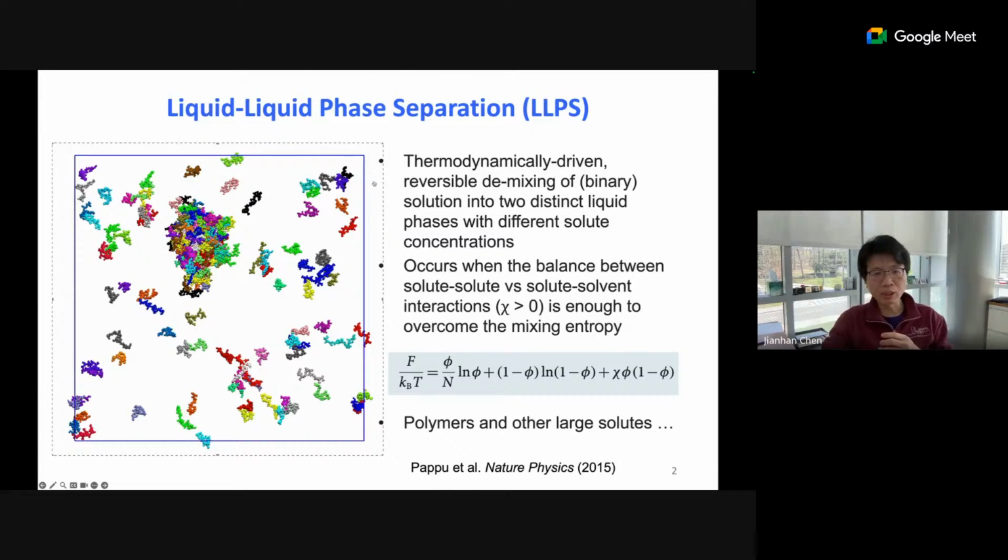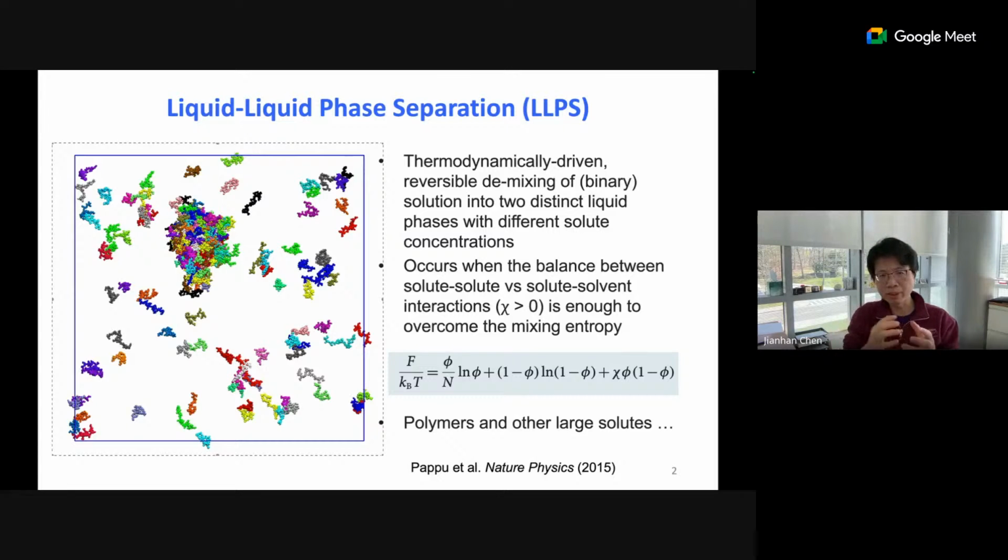In this little movie that was playing earlier, these different colors are different peptide chains, and we start out from a homogeneous solution. Now, because the peptide interactions are strong enough, they will come together and form this little droplet in the middle. This little droplet is a more concentrated liquid droplet of the protein solution. And this happens because the protein-protein interaction is strong enough to overcome the entropic cost of coming together.